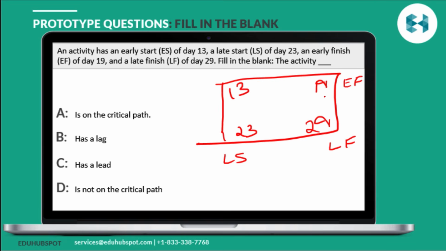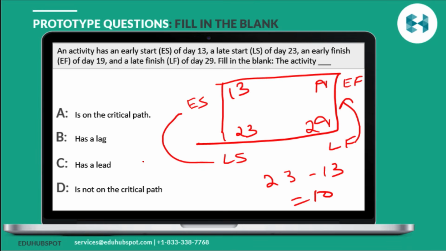So is this activity on the critical path? If you remember, on the critical path, your float is always 0. So what is the formula for float? Late start minus early start. So if you see, late start minus early start is 23 minus 13, which is 10. So this activity is definitely not on the critical path. It could have been on the critical path if late start minus early start or late finish minus early finish would have been 0. So this is definitely not on the critical path. Has a lead.